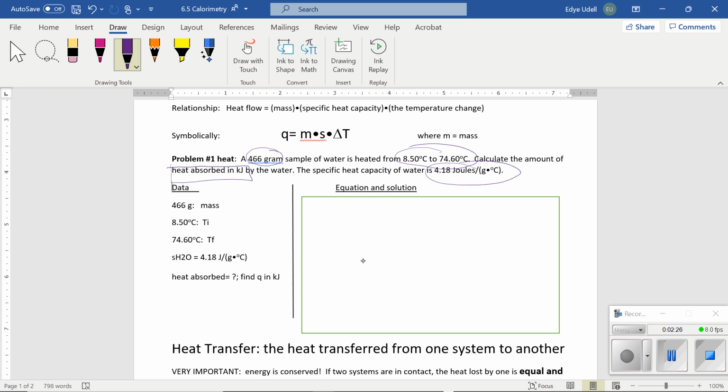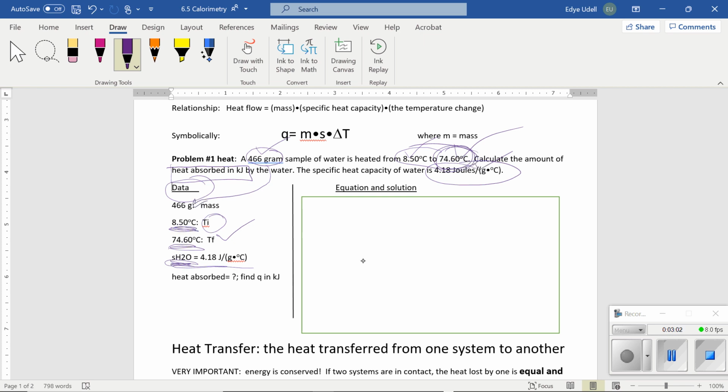So for my data, I'm going to write everything I know. I'm given my 466 grams, so I'm going to check that off. This 8.5 degrees Celsius, I'm going to check it off. It's right here, and I identify that it's my initial temperature. And I raise the heat to 74.6. I'm going to check that off. That's my final temperature. I'm also given this specific heat capacity of water, S for water. I'm going to check that off because I've written it down here.